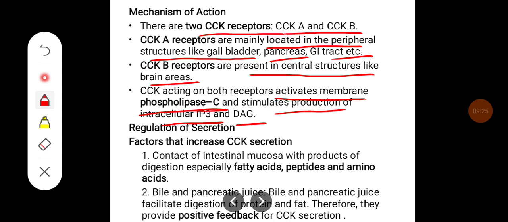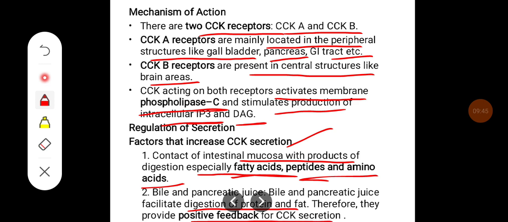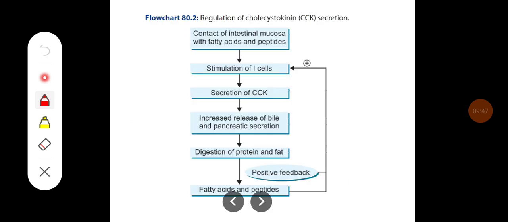Regulation of secretion. The factors that increase CCK secretion are the contact of intestinal mucosa with the products of digestion, especially fatty acids, peptides, and amino acids. The bile and pancreatic juice facilitate digestion of the protein and fat. Therefore, they provide positive feedback for the CCK secretion. So this is how cholecystokinin secretion is regulated.